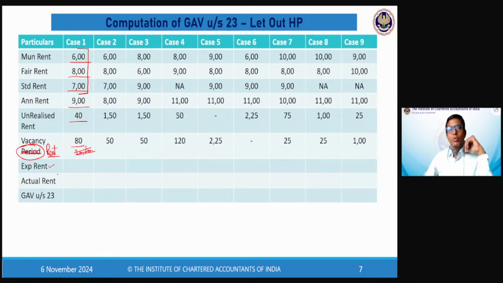So now I request you to tell me what is the expected rent of the first case. Shutosh, beta, how 780? Can you explain 780? I'm only asking you to give me expected rent. I don't want GAV. I don't want anything else. I only want expected rent.